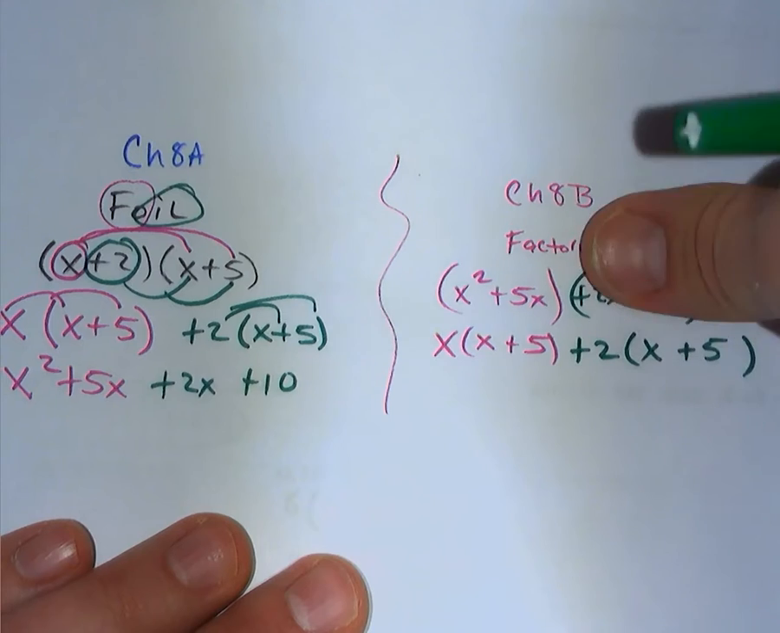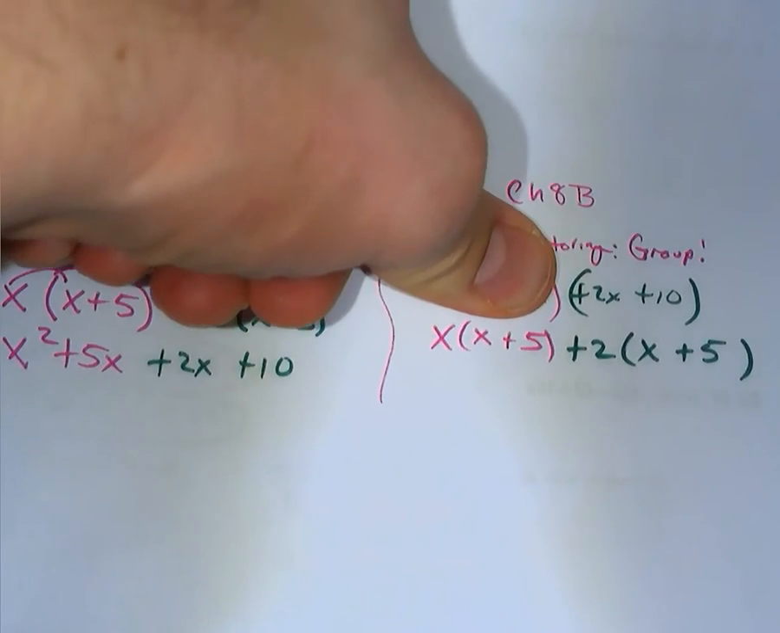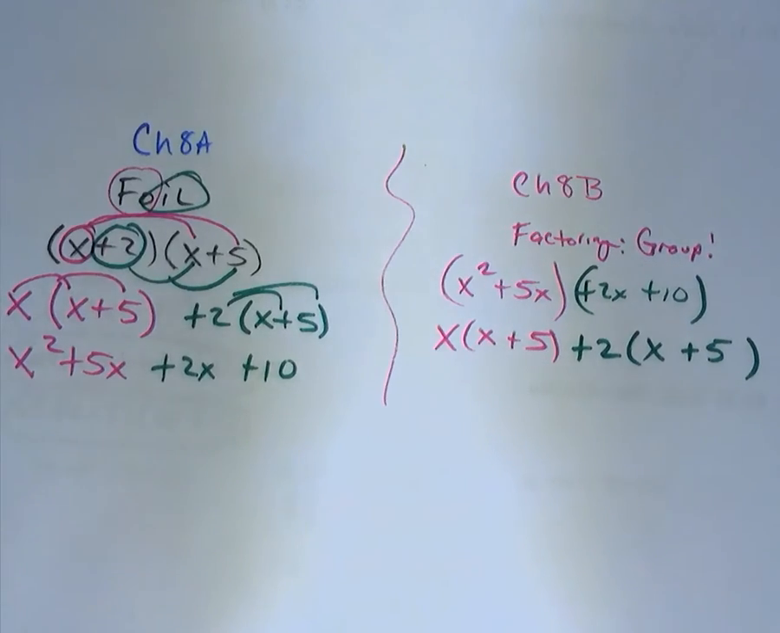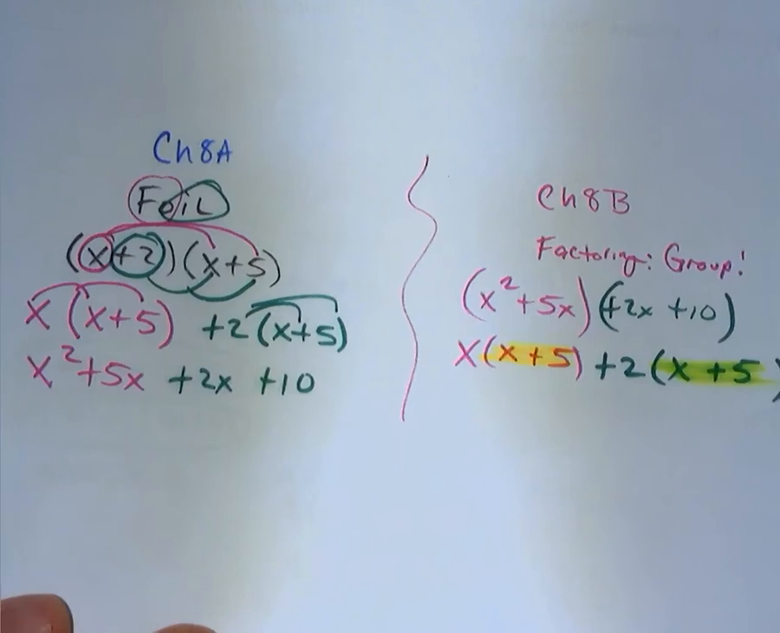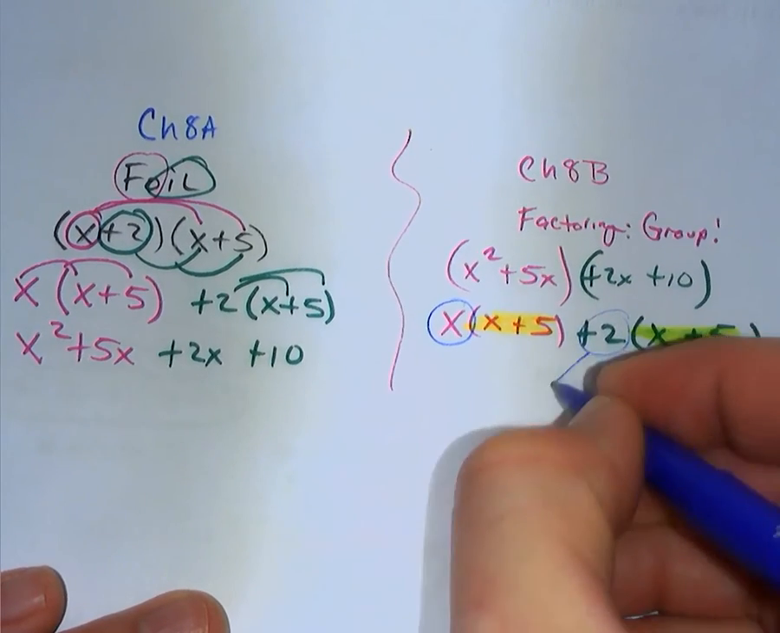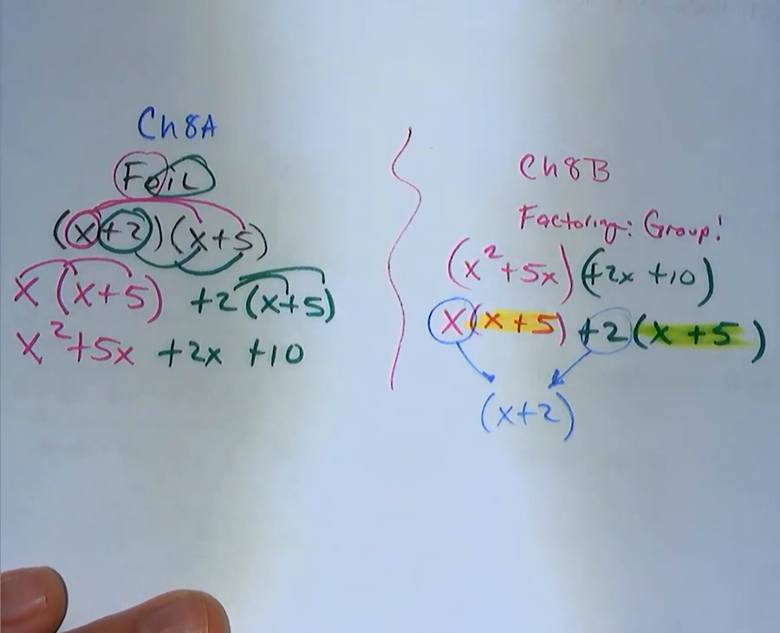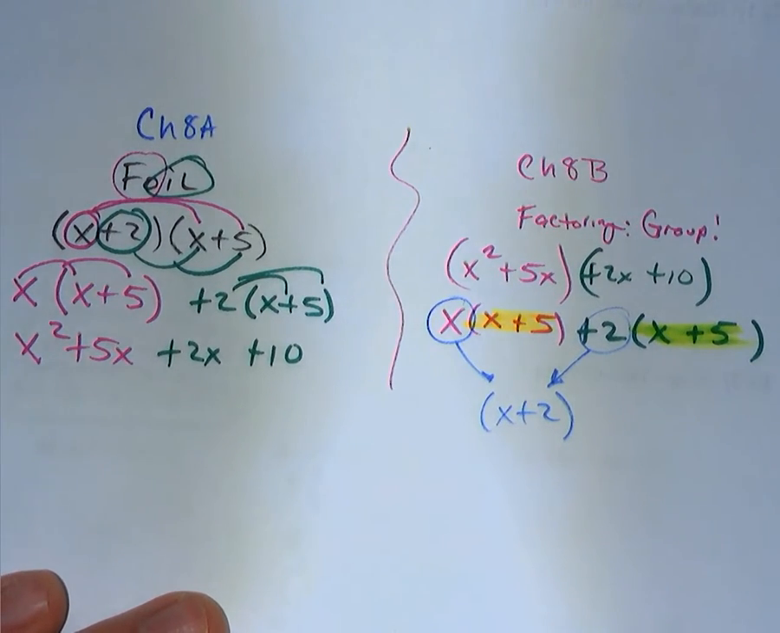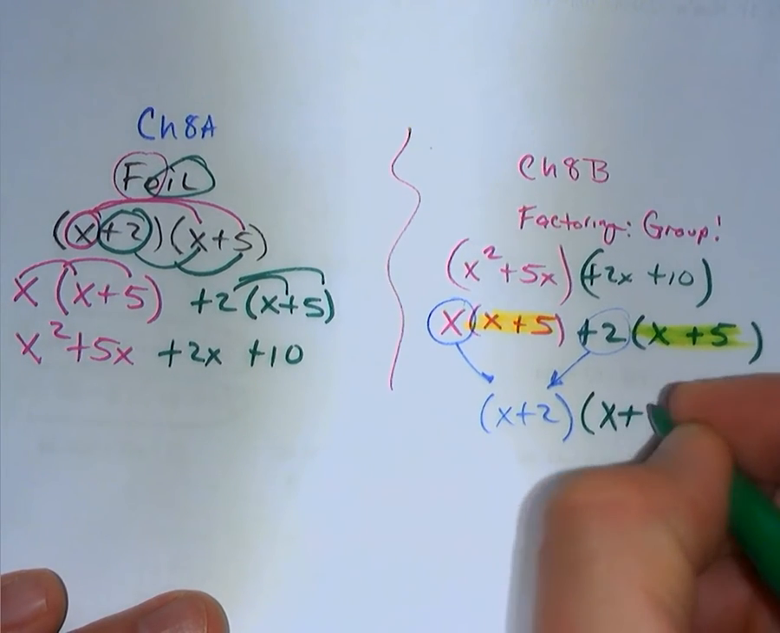So we grouped the first 2 terms. We took out an x. We got x plus 5. We get the next 2 terms. We took out a 2. And by rule, because these guys are the same quantities, then the numbers in front can be written together as a binomial, as x plus 2. And then we write this x plus 5 one time.